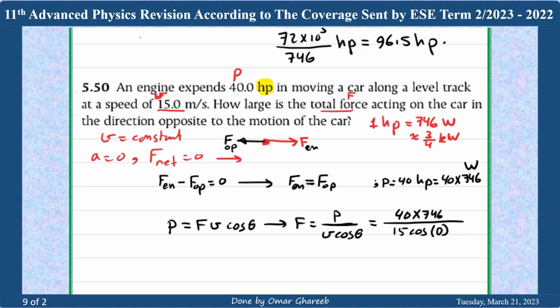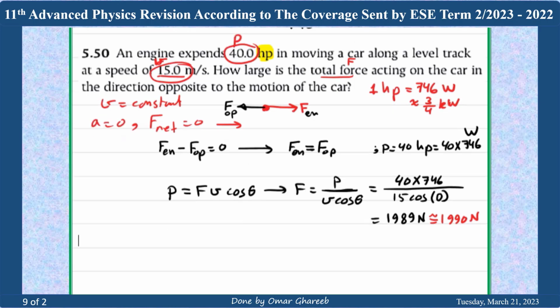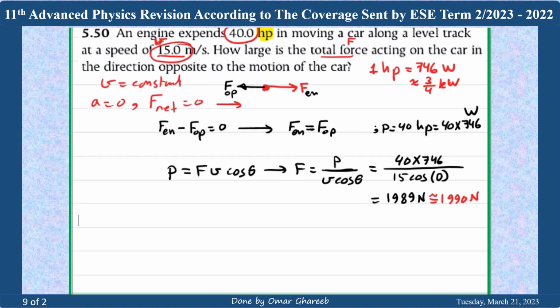Put these numbers in your calculator and you will get almost 1989 Newton. And if you use only 3 significant figures as suggested by the question, it will be rounded to 1990 Newton. So this is the force of the engine and the force opposite to the motion. They are the same magnitude, but they are in opposite directions.